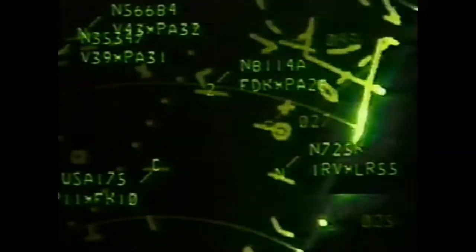But TCAS can also affect you and your traffic plan. Aircraft responding to RAs may leave their assigned altitudes. So you need to know about TCAS, how it works, and in which traffic situations TCAS events most often occur.